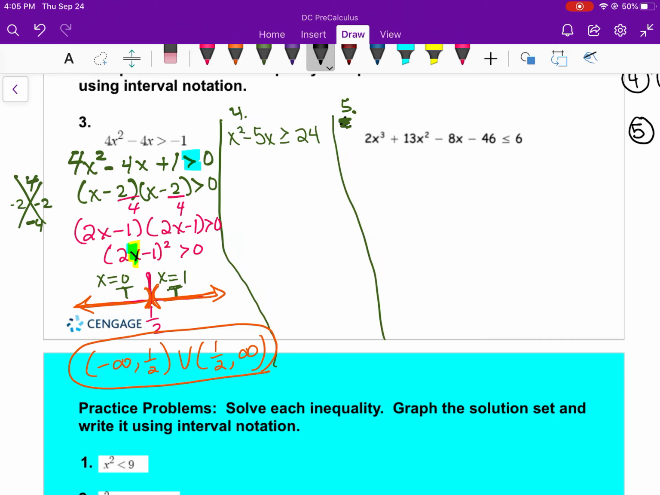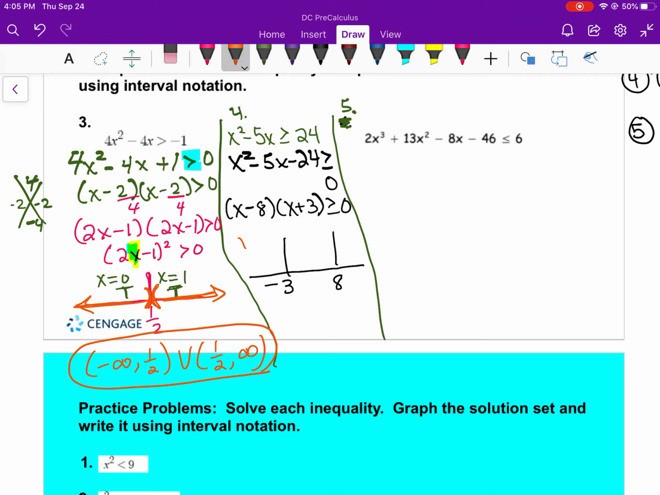And then we ended class with number 4. Most classes finished it. So we got it set to 0. We're going to factor it. We're going to set up our intervals. Remember, you're always setting your factors equal to 0 to get those key numbers. And then we're going to see where it's true and where it's false.